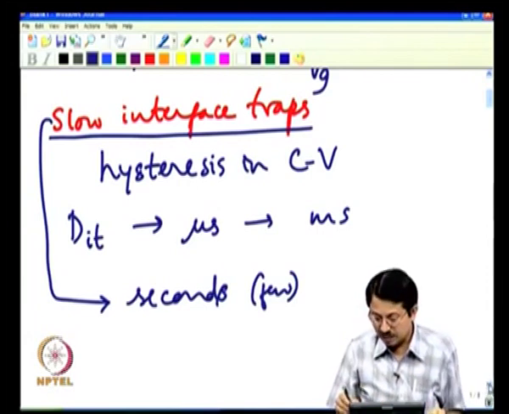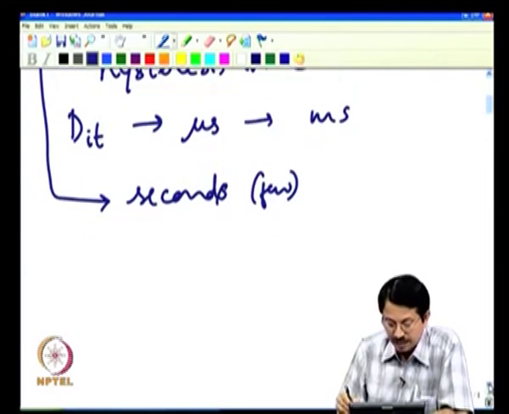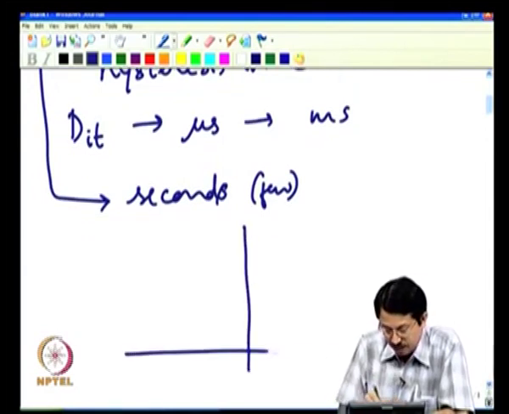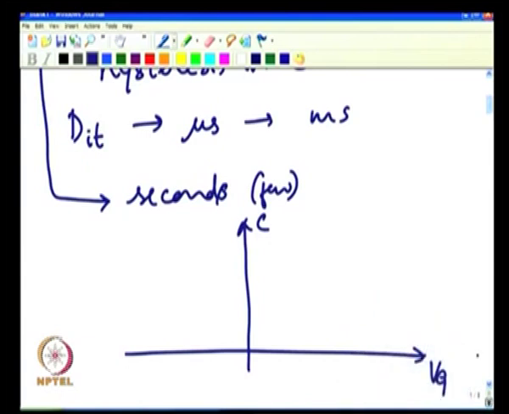Now, what is the implication of this? Typically, whenever you do a CV characteristic, that is capacitance versus voltage characteristics, you can sweep the gate voltage either from negative voltage to positive voltage or from positive voltage to the negative voltage, and you can do both, in which case it is called a bidirectional CV characteristic. I have swept the voltage from negative to positive and come back from positive to negative.